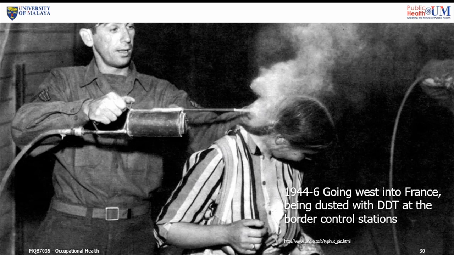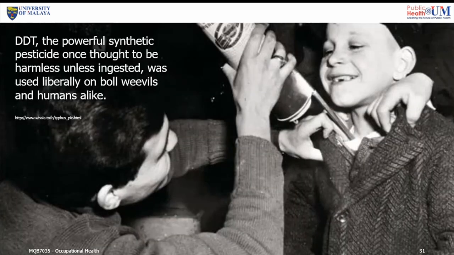All right, DDT is the organochlorine insecticide. It has been used for... So it is now banned, is it? Or not being used anymore? But in 1946, they used it. A powerful synthetic pesticide, harmless unless ingested, was used liberally on bulls, bulls and humans alike.